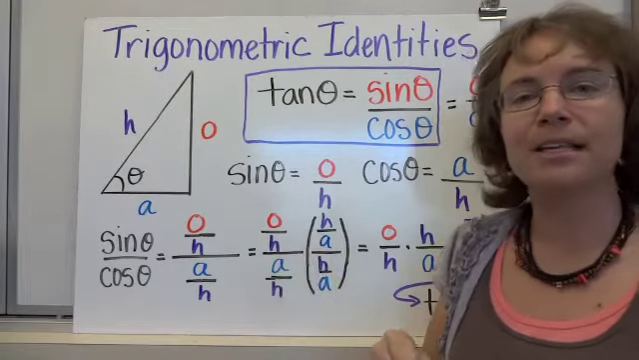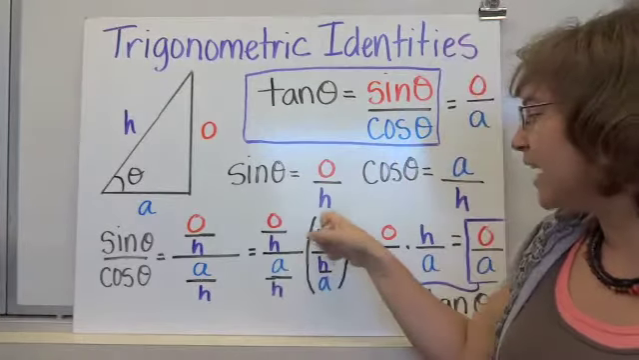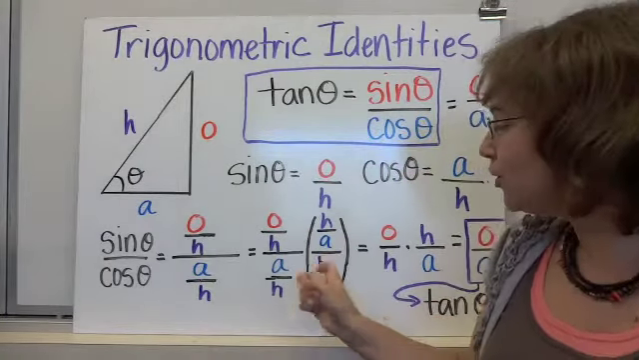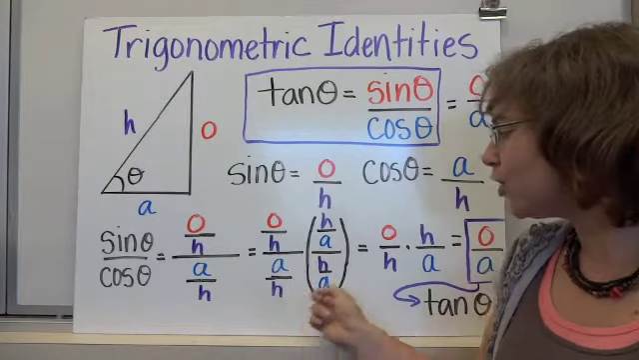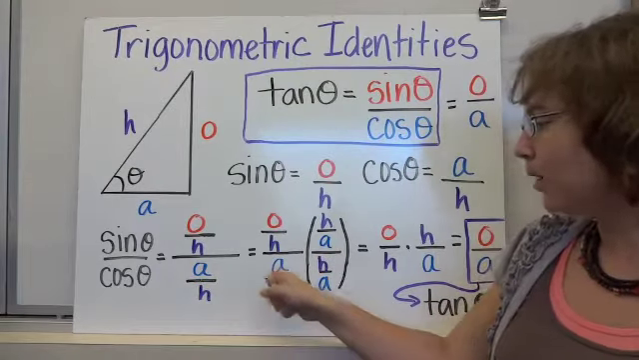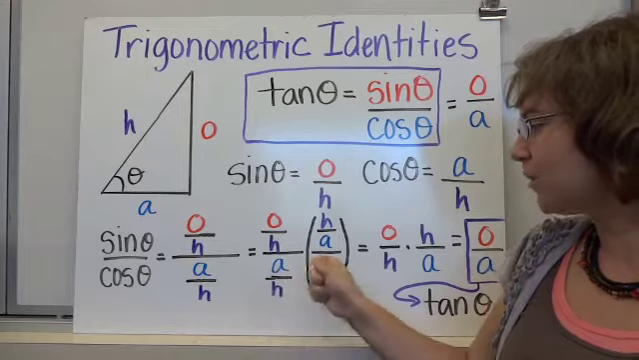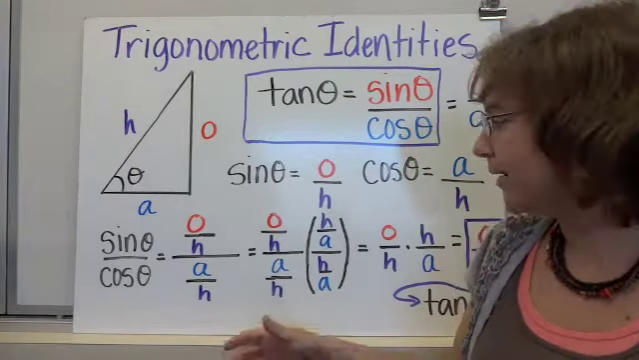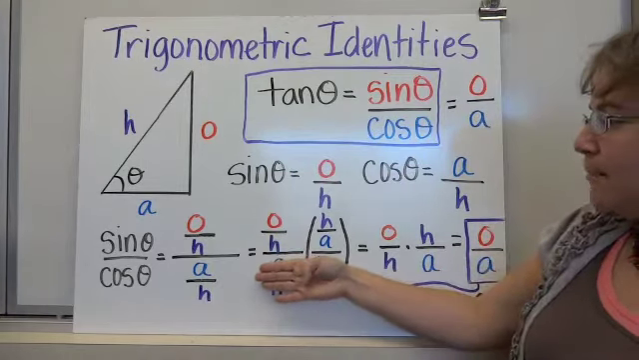So I'm multiplying it by a special one, which doesn't change the value, h over a over h over a. Now what that's going to do, it's going to give my denominator a 1. The a's will cancel each other. The h's will cancel each other. A h over h a is the same thing as 1. Then I just have my top to deal with.